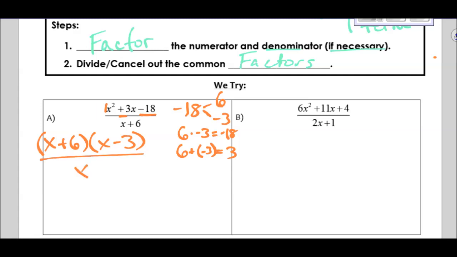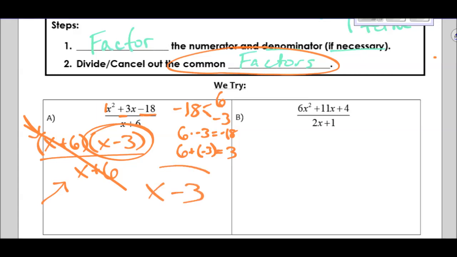still being divided by x plus 6, which is really convenient because I have an x plus 6 on top and an x plus 6 on the bottom. Those are the common factors that I'm talking about here. The common factors are x plus 6 on the top and x plus 6 on the bottom. They completely cancel out. That leaves me just with this factor, x minus 3, and that is the simplified version of this original fraction.